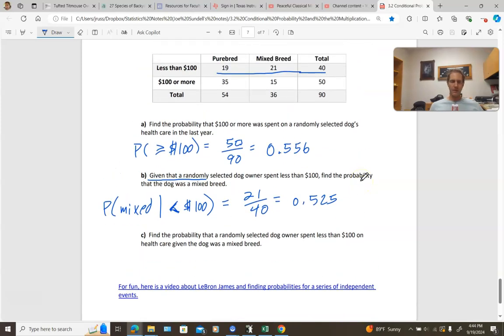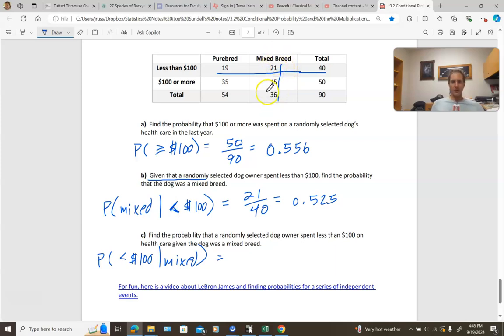All right, and then part C. Find the probability that a randomly selected dog owner spent less than $100 on health care, given that the dog was a mixed breed. Okay, so here again, this is conditional probability: the probability that they spent less than $100, given that the dog was a mixed breed. So this is kind of like the reverse of the last one, isn't it? Since we're only considering the dogs that are mixed breeds, you're only going to be looking in this column.